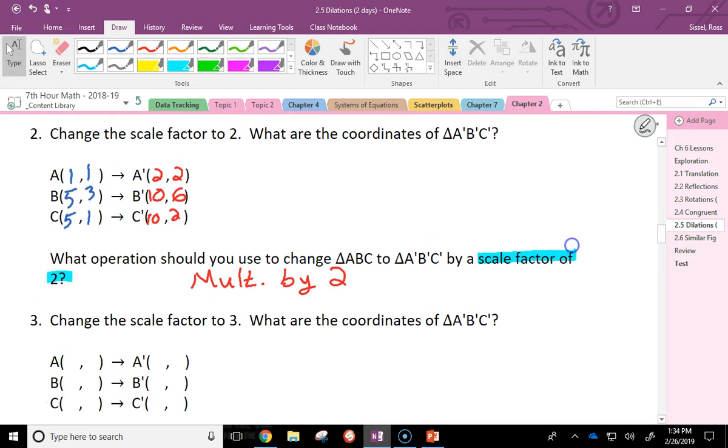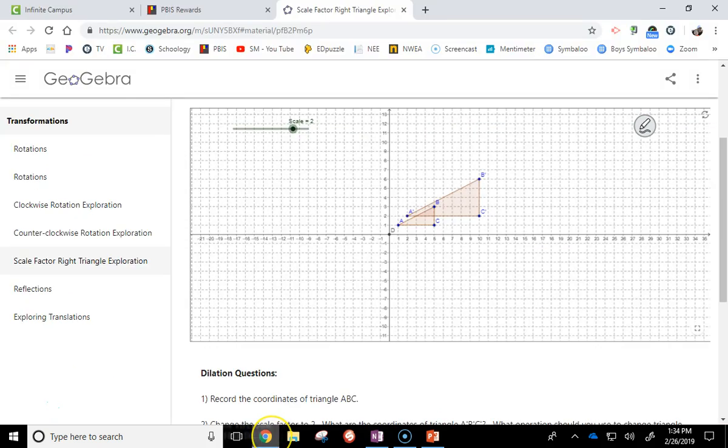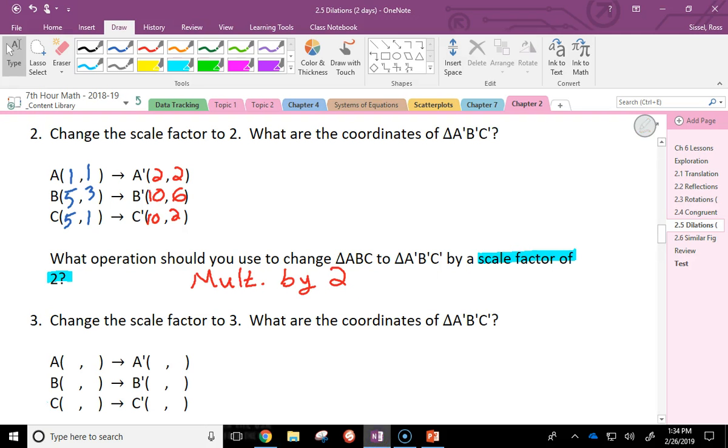Now, here was the important part. What we were doing, we were using this image that we just used on Chrome, this little website, to visually see where our coordinates changed from. But now we should have been able to think about this and say, okay, when I change my scale to 2 and I compare my coordinates, I see that they went from 1 to 2, 5 to 10, 5 to 10, 1 to 2, 3 to 6, 1 to 2. I see that I multiplied by 2.